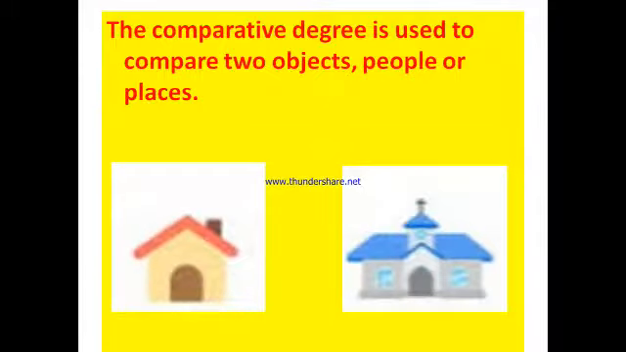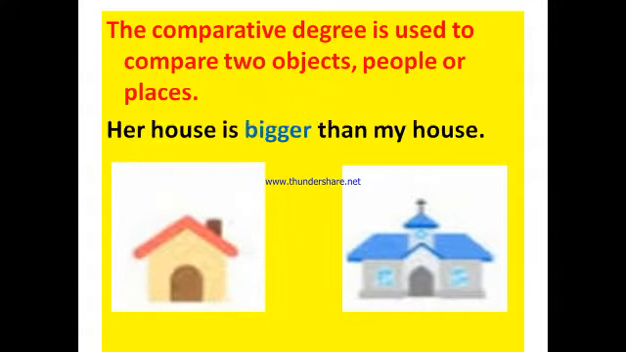The comparative degree is used to compare two objects, people, or places. For example, her house is bigger than my house. In this sentence, the adjective bigger is in the comparative degree, as in this sentence we are comparing her house to my house.